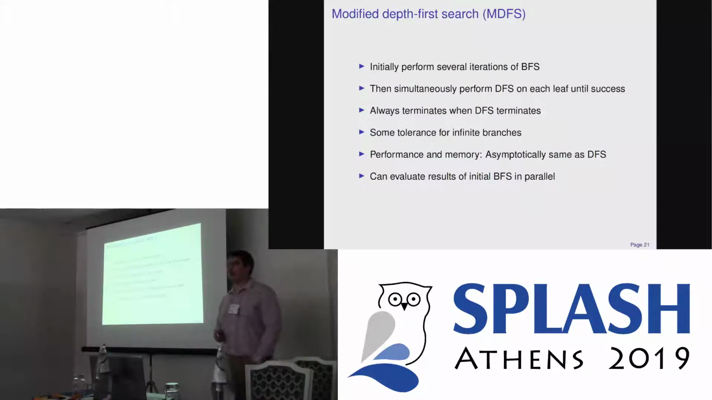We can modify depth-first search to fix some of these drawbacks, though. Modified depth-first search basically means we perform several iterations of breadth-first search first. So we have some set of tasks that result from those initial layers of breadth-first search, and then we can perform the depth-first search of these tasks essentially simultaneously. This is great because it has some tolerance for infinite branches, and it isn't any worse than depth-first search in terms of termination. But the really great thing is that the performance and memory are asymptotically the same as depth-first search, and you can implement it in parallel by evaluating these individual depth-first searches in parallel.